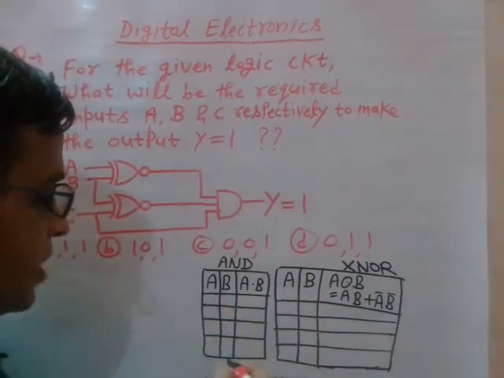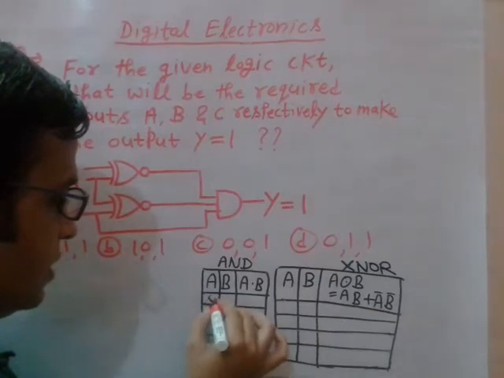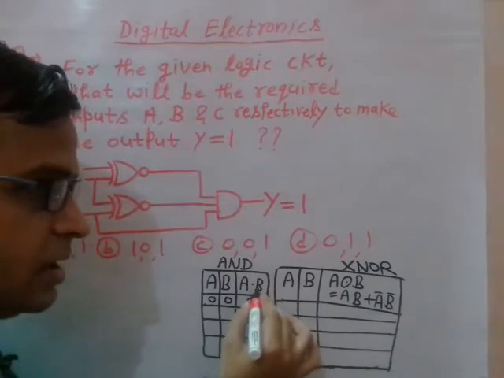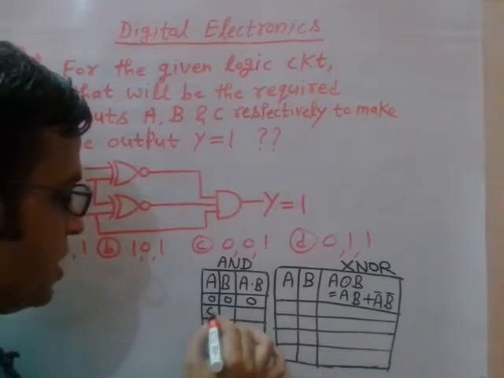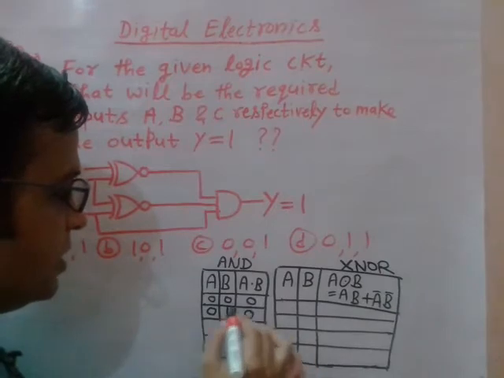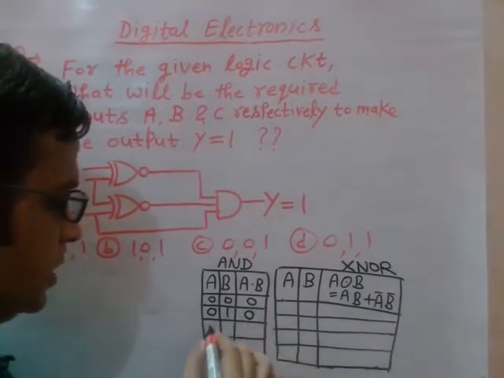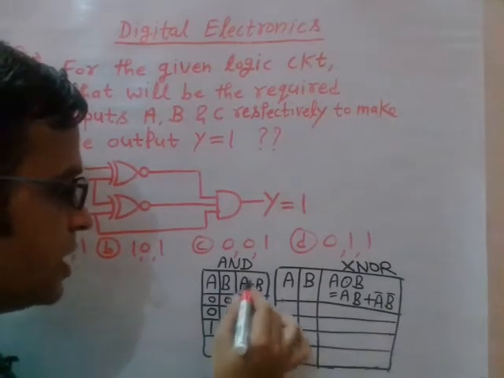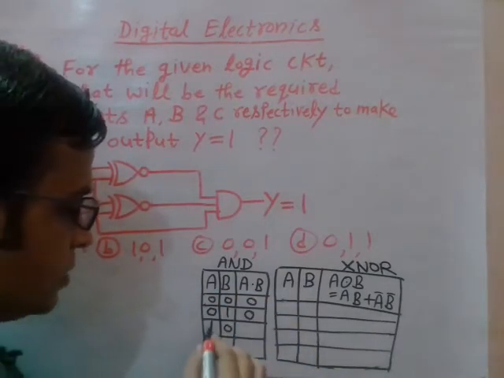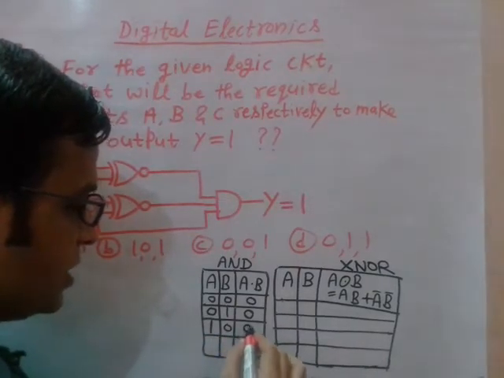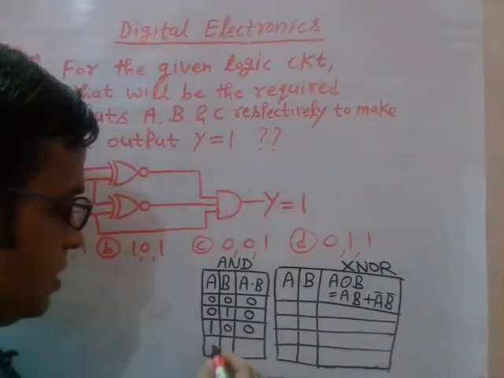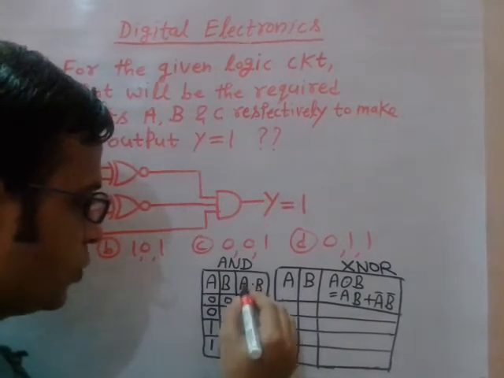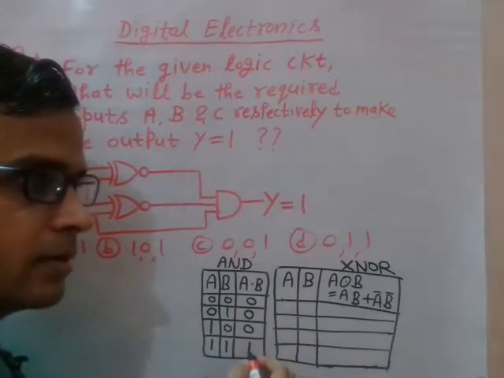See here, for AND gate you know that if the inputs are 0 0, then A dot B, A product B, is 0. If the inputs are 0 and 1, then also you will get output of AND gate as 0. Now if the inputs are 1 0, A, B are the inputs, A dot B shows the AND operation, so if the inputs are 1 and 0, then also you will get output of AND gate equal to 0. Now if the inputs are 1 1, then only you will get output of AND gate equal to 1.